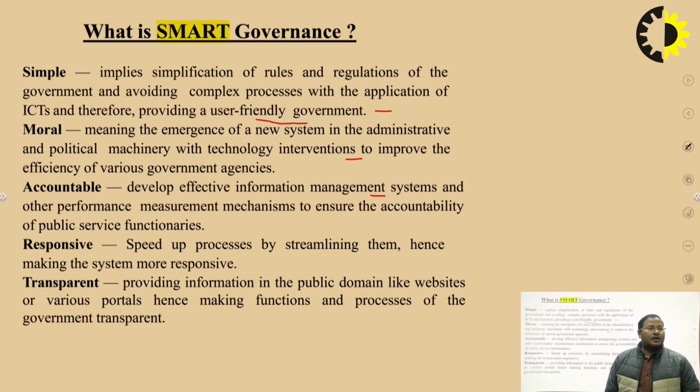Responsive: R represents responsive. It speeds up processes by streamlining them, hence making the system more responsive and more efficient. Transparent: providing information in the public domain like websites or various portals, hence making the functions and processes of the government transparent all over India and all over the world. Various information is shown on the websites, and some apps are also available from the government side in India.